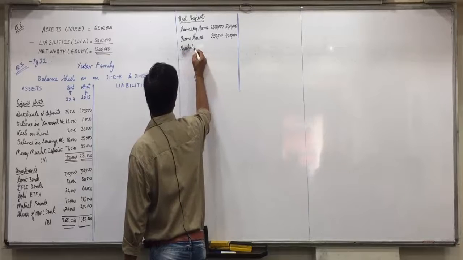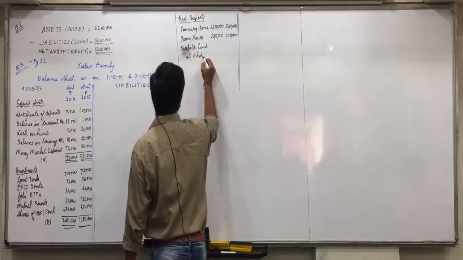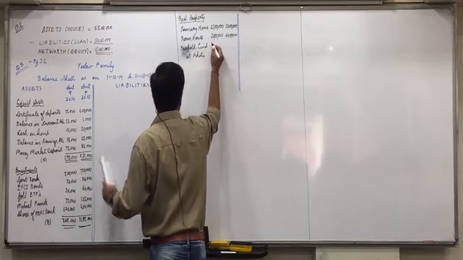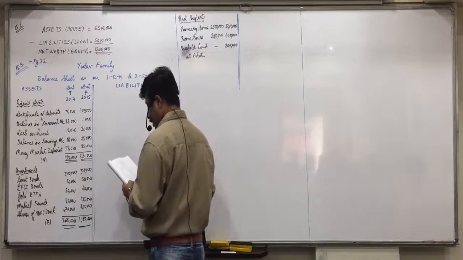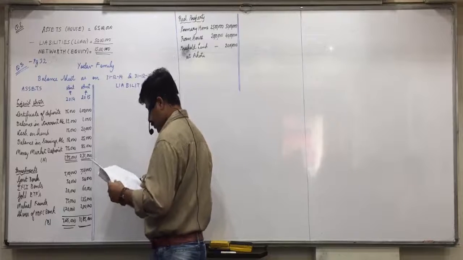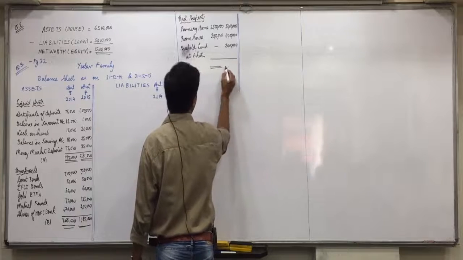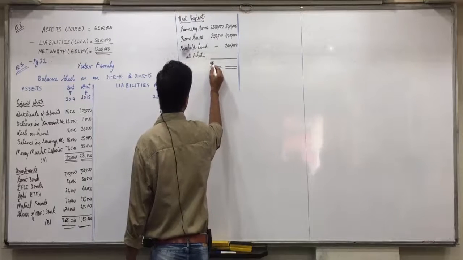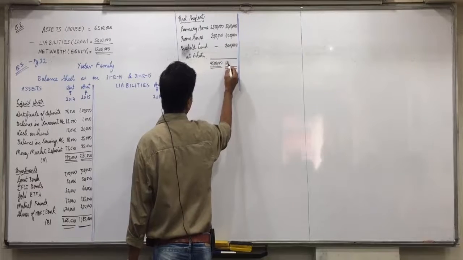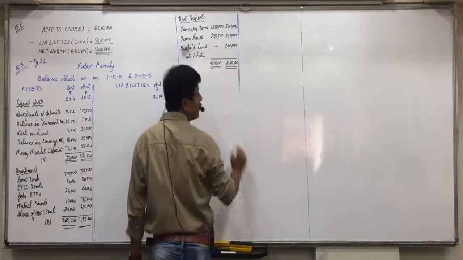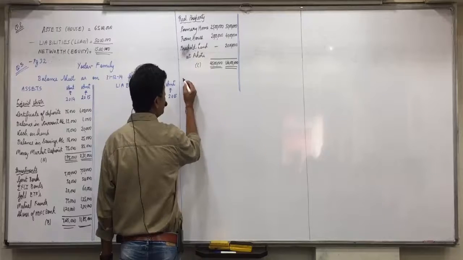Freehold land at Akota, directly in the current year we have 20 lakhs, last year there was no land. Then that's it. So 45 lakhs and 1 crore 10 lakhs. Mark it as C.